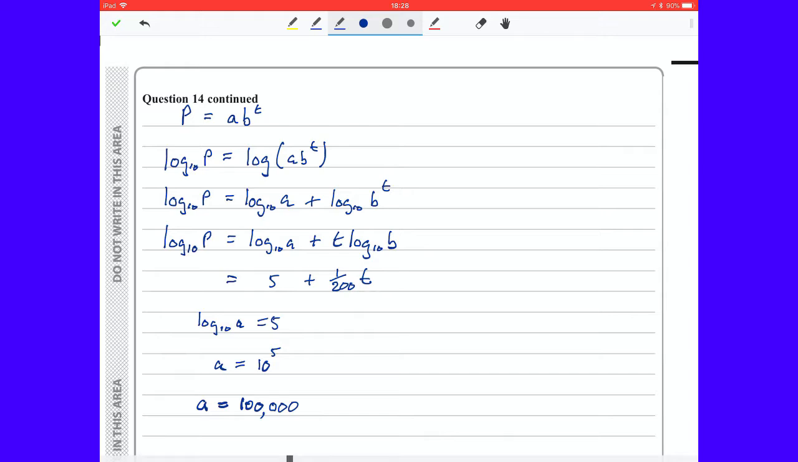Log B is 1 over 200, we can see. So log B is 1 over 200, which means B is 10 to the power 1/200th. And if we put that in our calculator, we get B is 1.0116 to 5 significant figures.